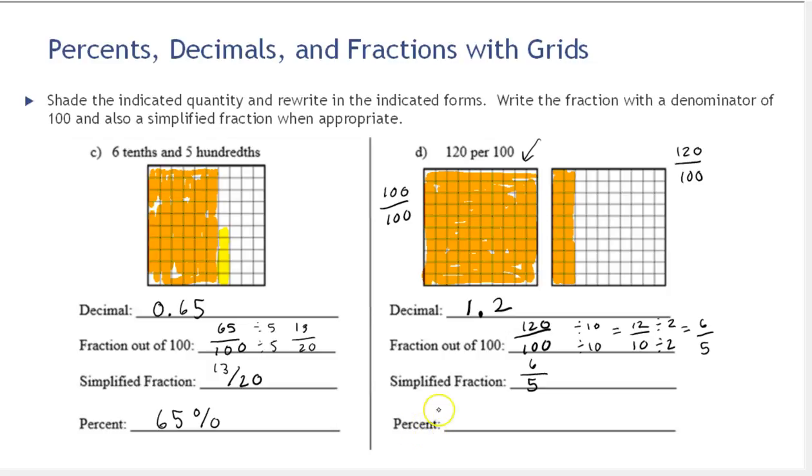And now as a percent, we can look at our fraction out of 100. Well, it's 120 per 100, so that's 120%. Okay. And you can think of with the decimal, it's 100 times larger than this decimal. Or you could think this is the hundredths column, so it's 120 in the hundredths column, which is 120%.